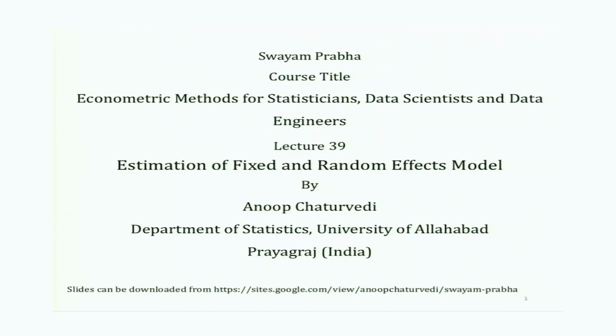Welcome to lecture 39 of the course on econometric methods for statisticians, data scientists and data engineers. The title of this lecture is Estimation of Fixed and Random Effects Model. In the last lecture, we discussed the one-way error component panel data models. We considered both the fixed effects model as well as the random effects model.